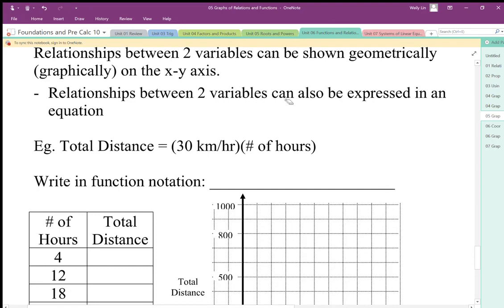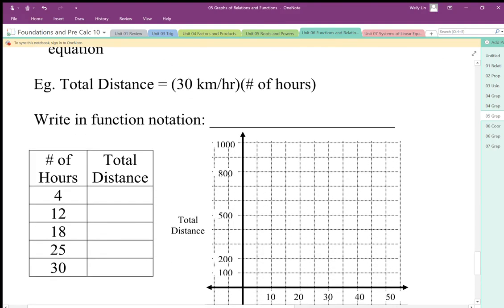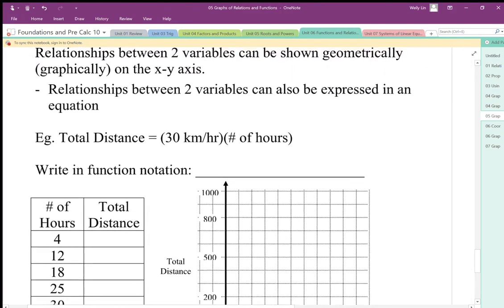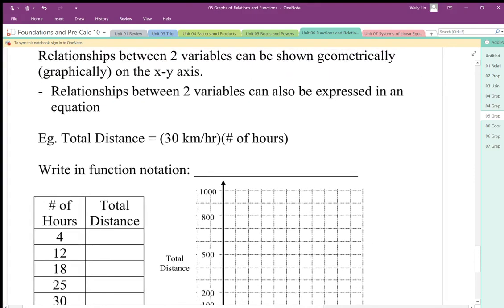It can be expressed in an equation. Relationships can be shown in tables. It can be shown in those arrow diagrams that we did earlier. So here we have our relationship. We have distance and hours.